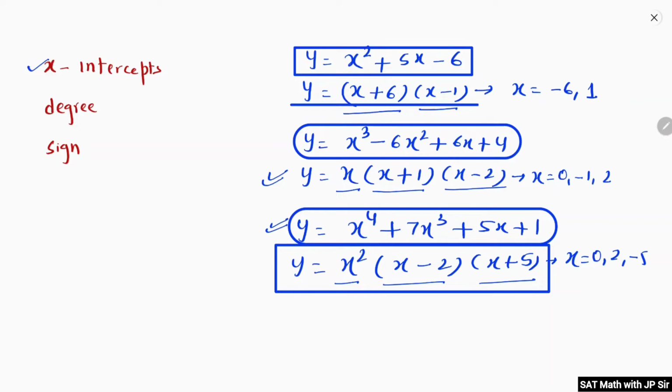Now let's talk about degree. What is degree? The highest power of any polynomial. So for this polynomial the degree is 2, because if you multiply this, eventually the largest power you will get is 2. Here the degree is 3. Here the degree is 4.